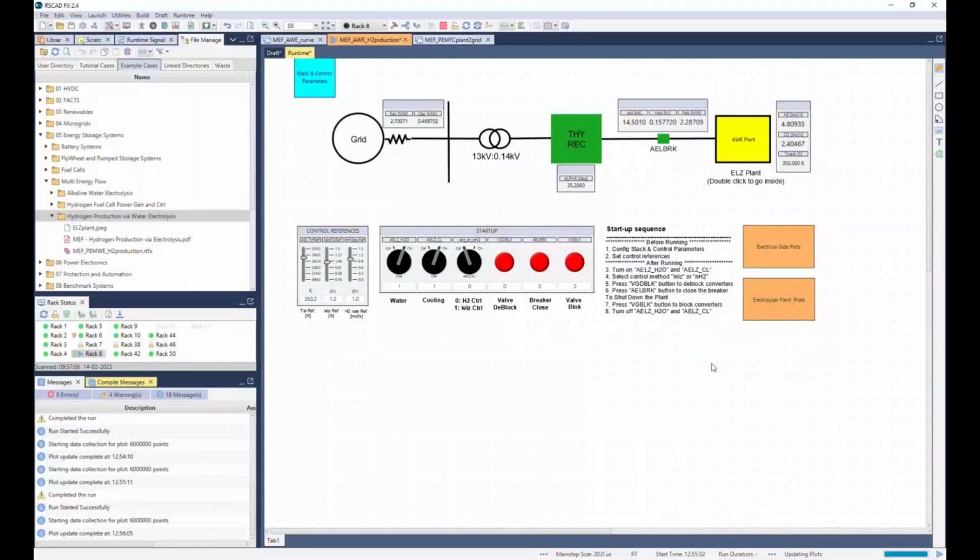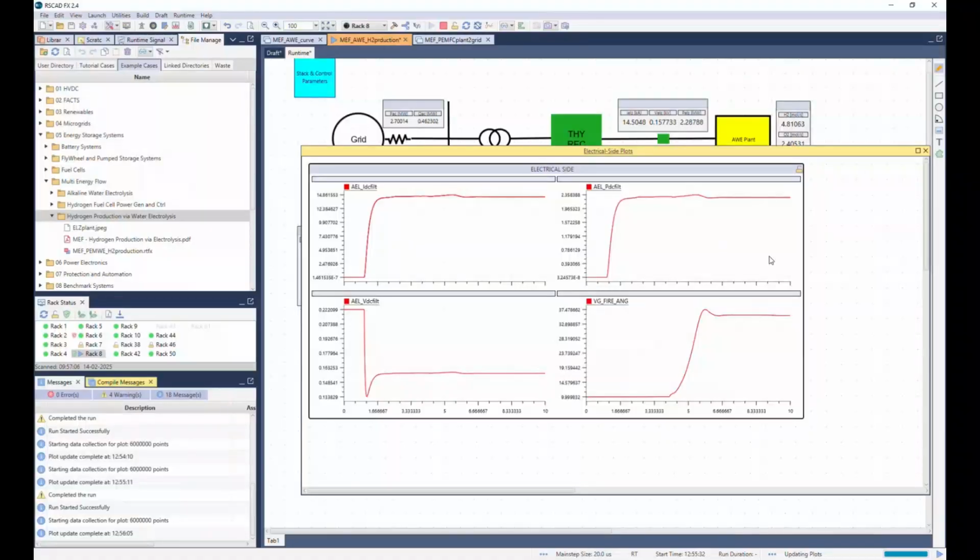Once the plots are updated, I am going to open this first hierarchy box in orange color. It provides electrical waveform of the system. You can see that the plant current and the power input to the electrolyzer is increased to its operating values. The converter voltage is reduced to the operating voltage from its open circuit voltage. The firing angle of the converter is increased and set to about 35 degrees.